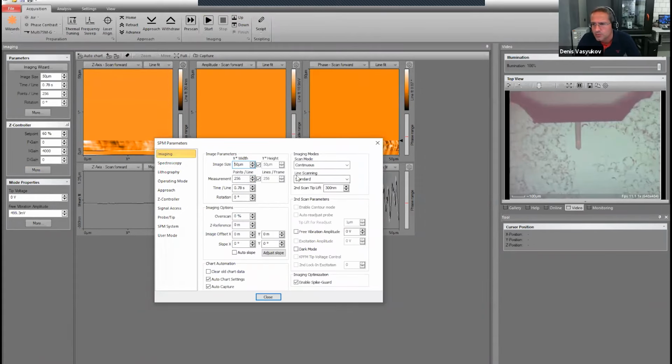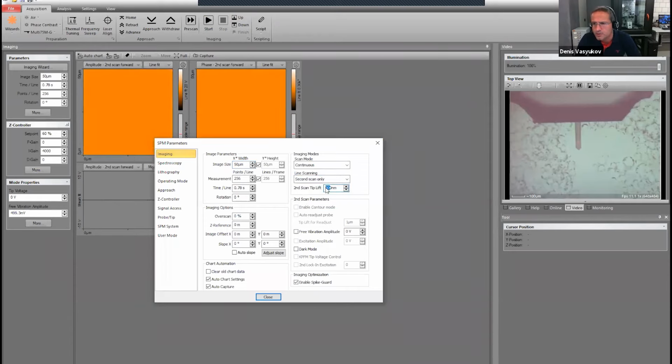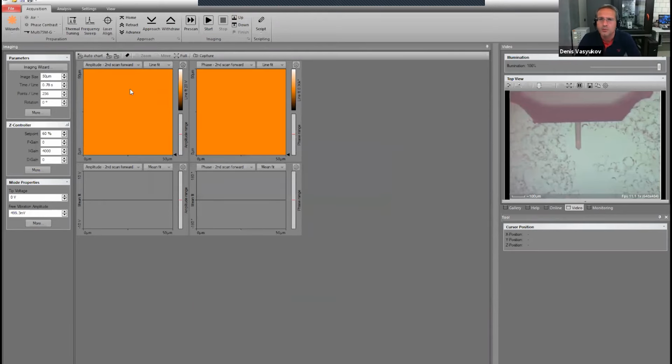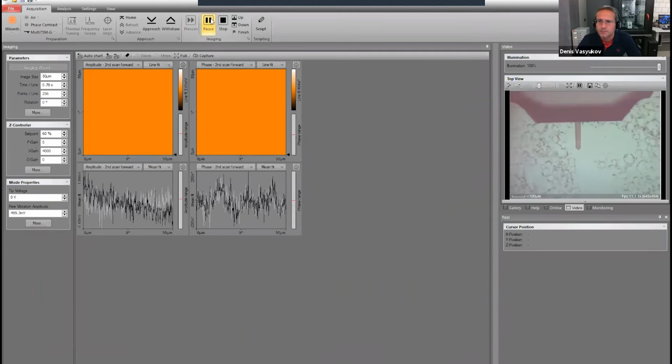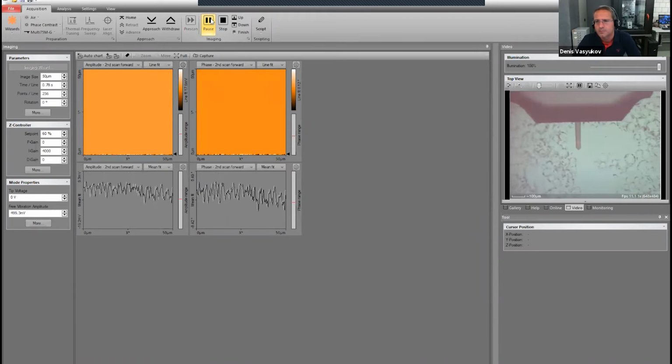In imaging modes, line scanning, you do second scan only. And you put a second scan tip lift to, let's say, 80 nanometers. So you see you have only two tiles here for the imaging. So you have amplitude and phase because, well, you're scanning at the second height, it's all the same anyway. So you're gonna have an image of a constant value. So press start. And you start seeing these magnetic domains already in the phase.